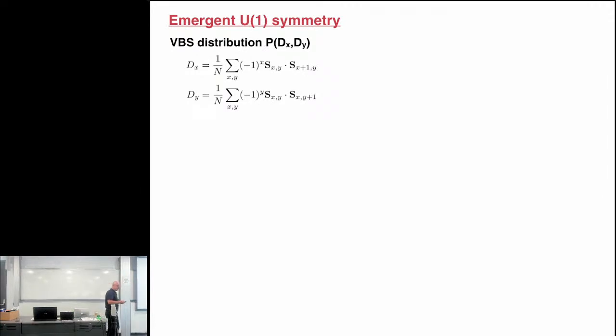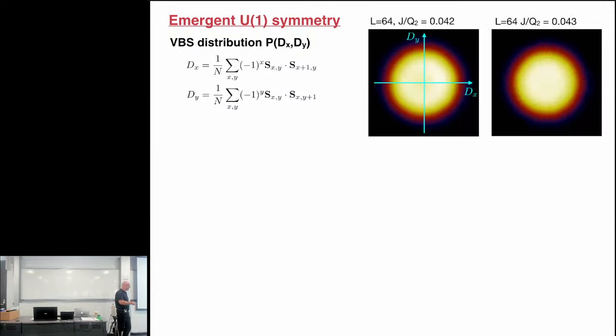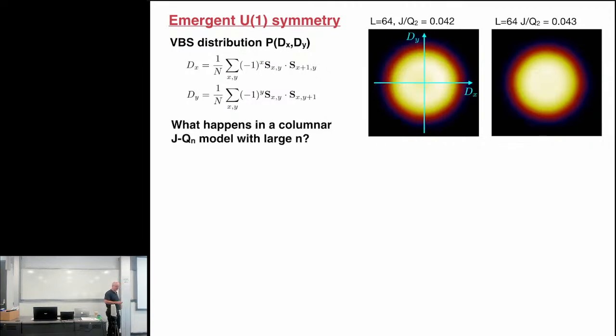So for a long time we have known that there's emergent U1 symmetry here. This is similar to what I told you in the clock model. Now we can look at dx and dy in the simulation and make some histograms, and they look almost perfectly U1 symmetric in the neighborhood of the critical point. But now let's see, when we do these JQN models with larger n, then the transition becomes more first order like.